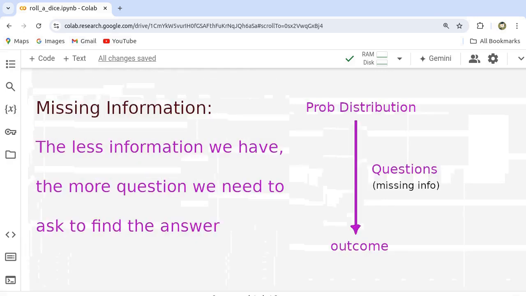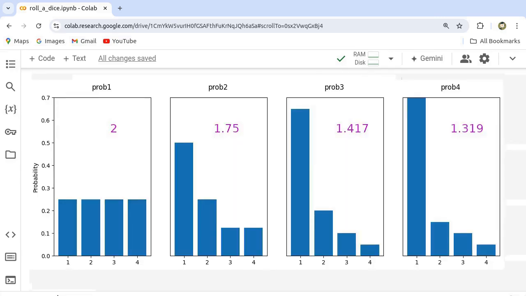Essentially, the less information we have, the more questions we need to ask to find the answer. In the case of uniform distributions, more questions need to be asked.